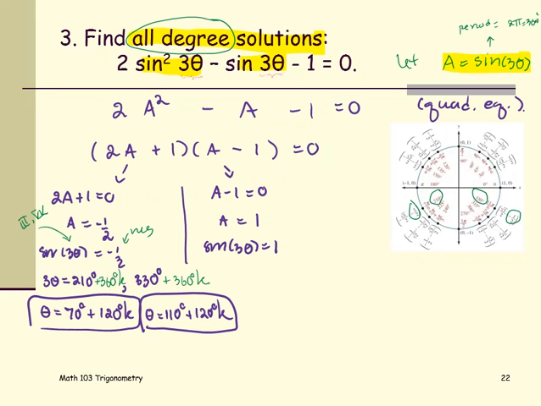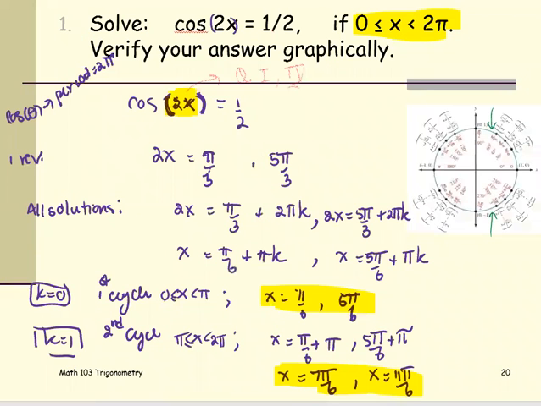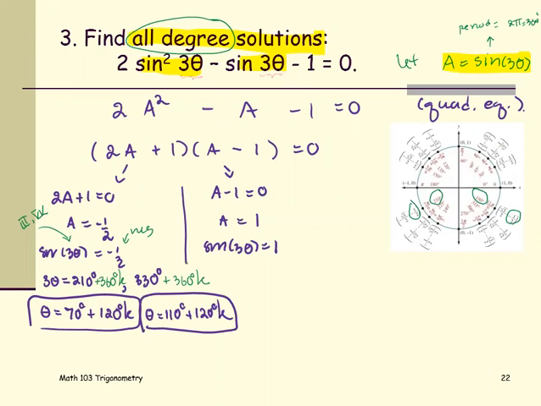The sine value is the second coordinate of an angle. If it is 1, we know that the angle will be 90 degrees. So we set it up as a solution: 3 theta equals 90 degrees. To make it an all degree solution, we add 360 degrees times k as a multiple solution.